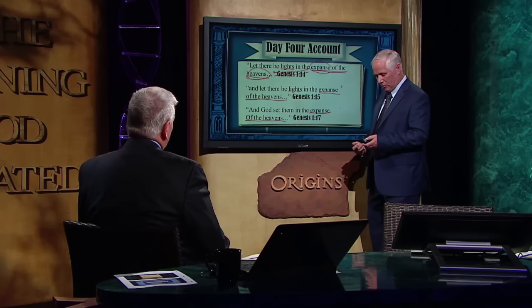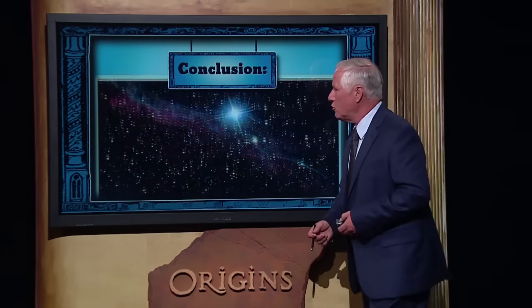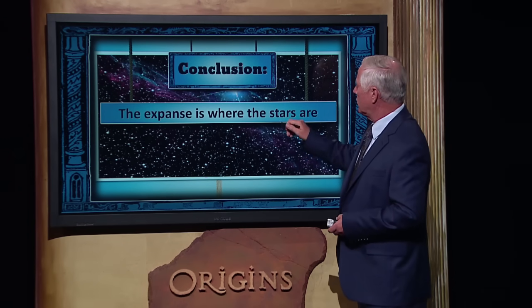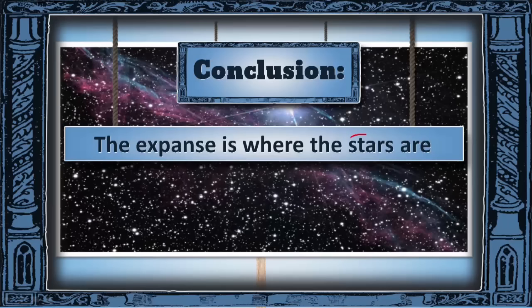Wherever he put these lights in the heavens, he put them in the expanse. Okay. And that's a pretty strong case I think we can make here. Well, the conclusion we reach then is that the expanse is where the stars are. Maybe you could expand that to mean not just the stars, but also the sun and the moon and other things as well in the heavens there.